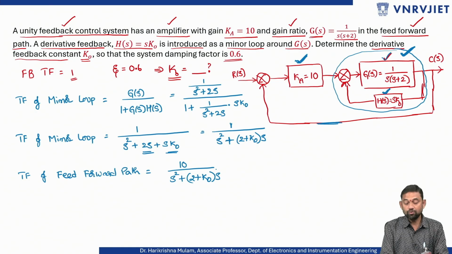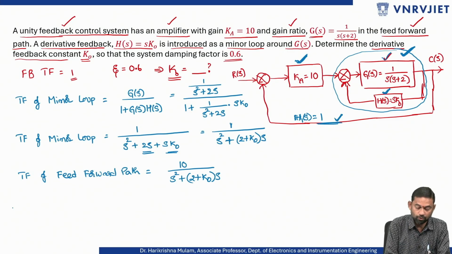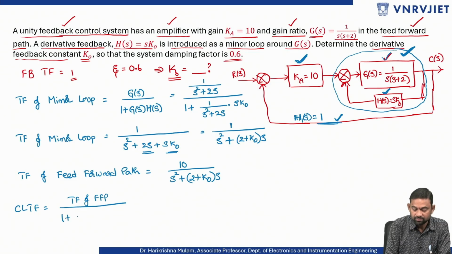For such a forward path, the feedback, as we have already used H of S in this system, let us say this is H1 of S equal to 1. Therefore, the total closed loop transfer function of this system is equal to the transfer function of the feed forward path divided by 1 plus the transfer function of the feed forward path into H1 of S.